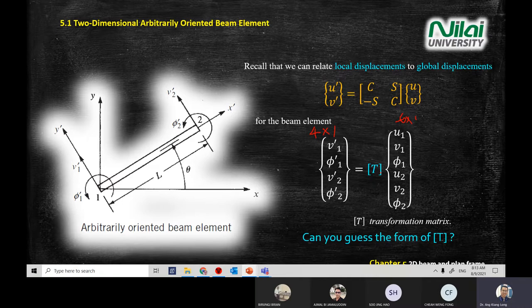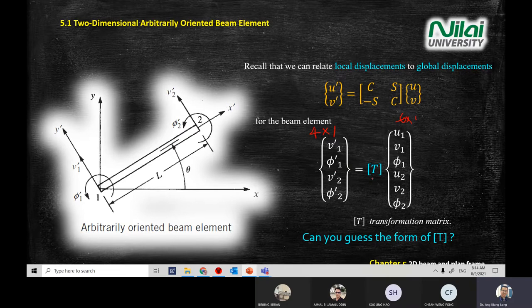I'll give you maybe 10 seconds to think about it. What is the form or structure of the transformation matrix that you see here? What is the blue color matrix structure? On the left, I give you some hints: the structure is 4 times 1. The right hand side is 6 times 1. So how do we balance this matrix equation? What is the structure of the matrix?